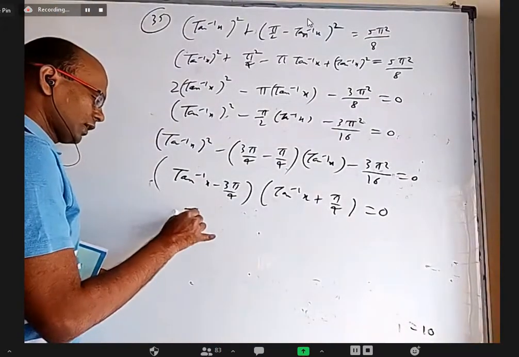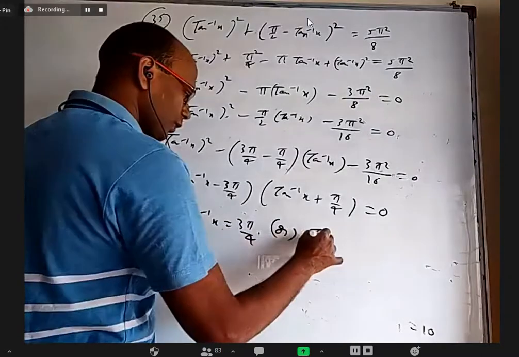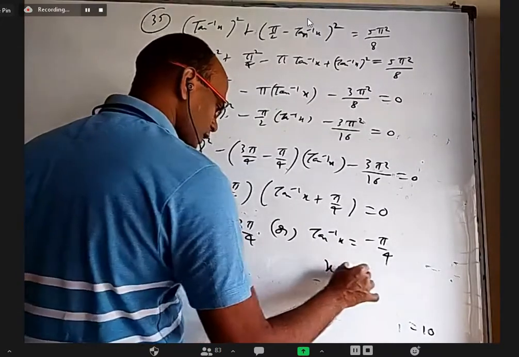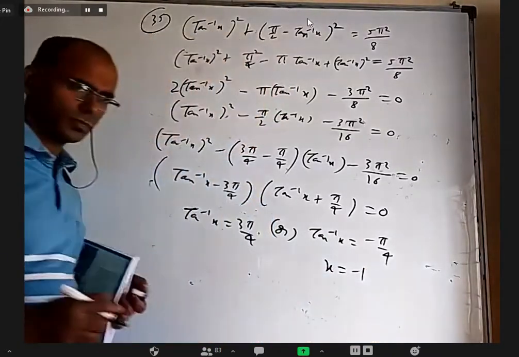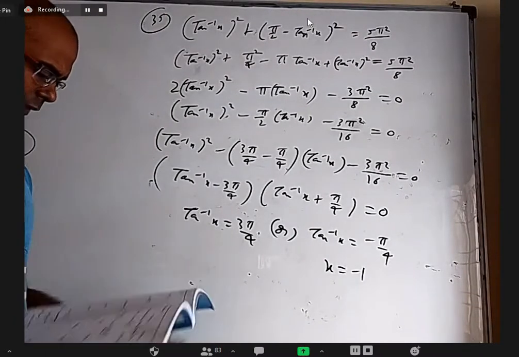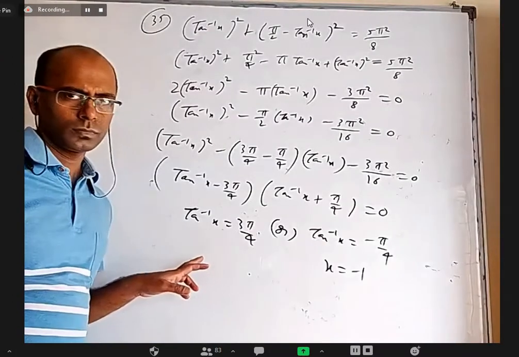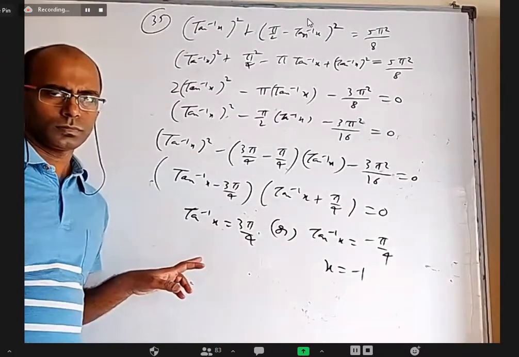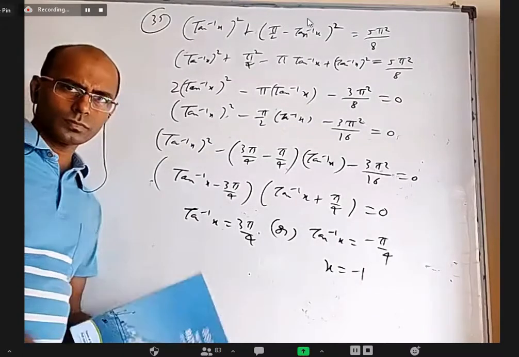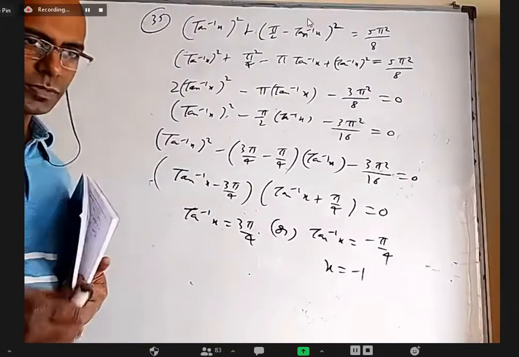Okay, so I will get tan inverse x equal to 3 pi by 4 or tan inverse x equal to minus pi by 4. This will give me x equal to minus 1. Does this also give me x equal to minus 1? No, sir. No. Tan inverse x equal to 3 pi by 4. Anybody want to tell me the solution?